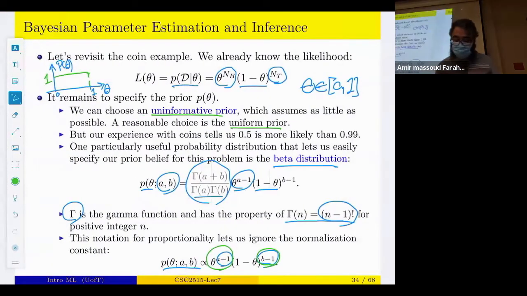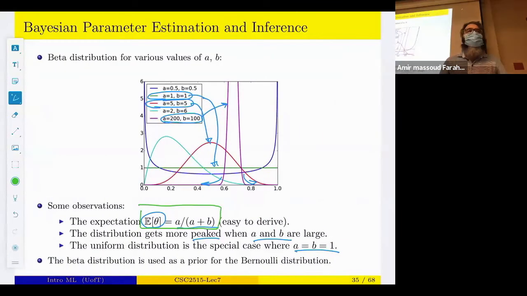A and B are the parameters. So the question is, what are A and B? A and B are the parameters of the beta distribution that we want to specify. The beta distribution has two parameters in it, and those are A and B. They affect the distribution in this way: you see A and B appear in these exponents. And the way that it changes the shape of the distribution is specified in this figure.